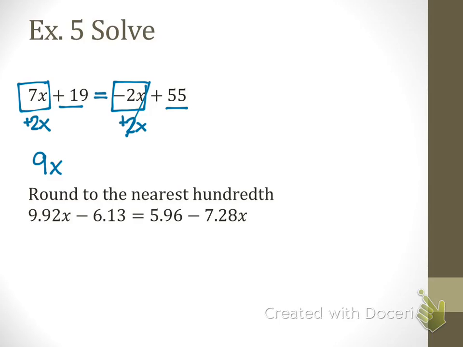So I put plus 2x, which cancels it out, and I add 2x over here, which gives me 9x. All right? The inverse of positive 19 is what? Negative 19. So I write negative 19, which cancels it out here, and I write minus 19 over here. So what's 55 minus 19? 36. Yes, okay. So now I have 9x equals 36. What can I do to solve for x? Divide by 9, exactly. And what does x equal? 4, perfect.